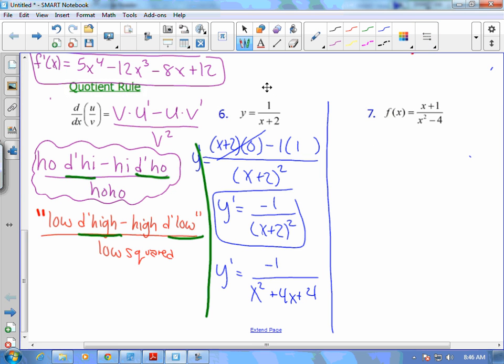Ho D high minus high D ho over ho ho. Ho is the low. So we put f prime of x equals ho is the low, x squared minus 4. The high, what's the derivative of the high? Ooh, careful. Number 7. Derivative of x plus 1 is 1. Ho D high minus high, which is x plus 1, D ho, what's D ho? Derivative of the low, 2x, over ho ho, x squared minus 4, so all of that squared. Ho ho, we have 2 of those.